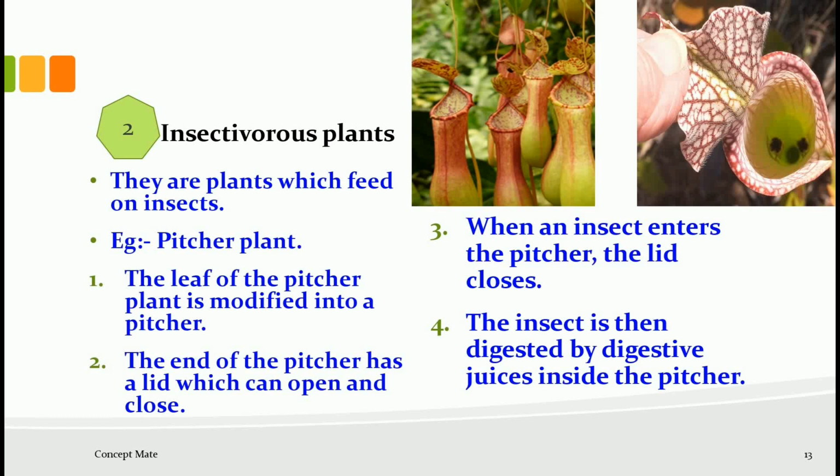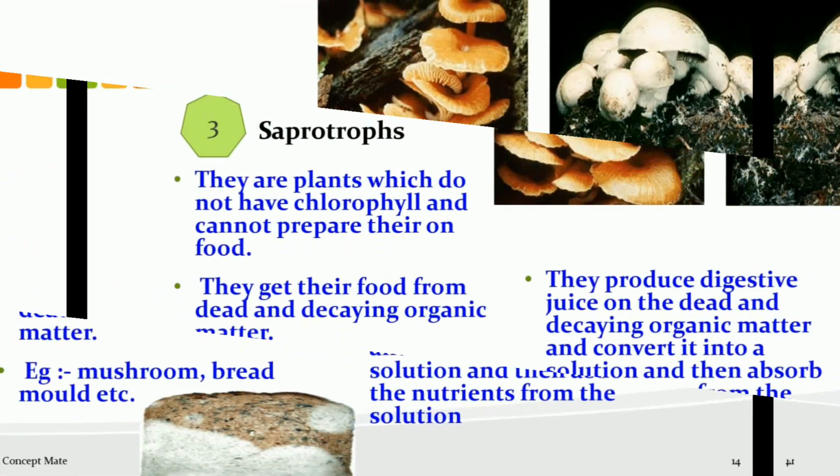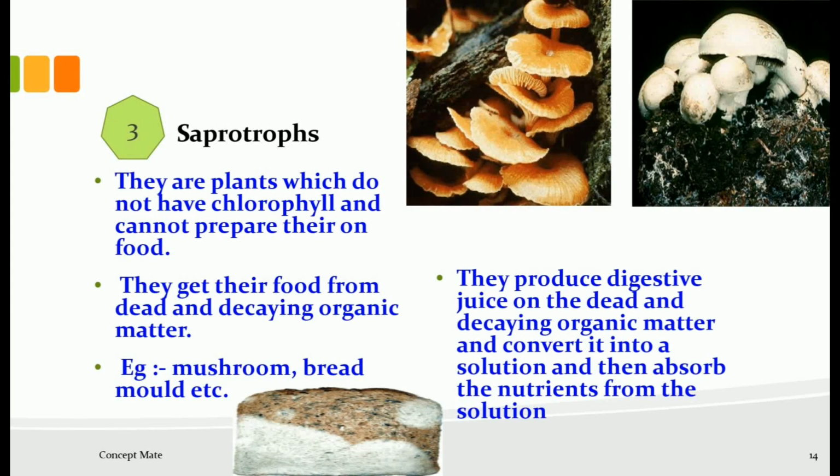The next type of plant that we will be looking at are the saprotrophs. We have looked at autotrophs, heterotrophs, and now saprotrophs. Saprotrophs are organisms which take nutrition from dead and decaying matter. They do not have chlorophyll and cannot prepare their own food.